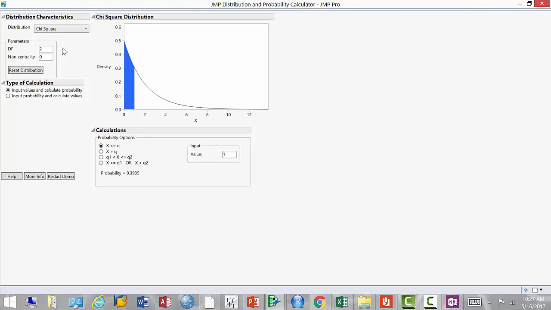And it has actually another thing, non-centrality. There are 2 types of chi-square distributions, central and non-central. We're going to use central, so non-centrality should be 0. All right, what we're looking for: input values and find probabilities, or input probabilities and find the value. We're looking for the p-value. P stands for probability or proportion. So we have a value, and we need to compute the corresponding probability. That would be in the right tail, as we just discussed. So x greater than q. That would be the right tail. And what's my value?